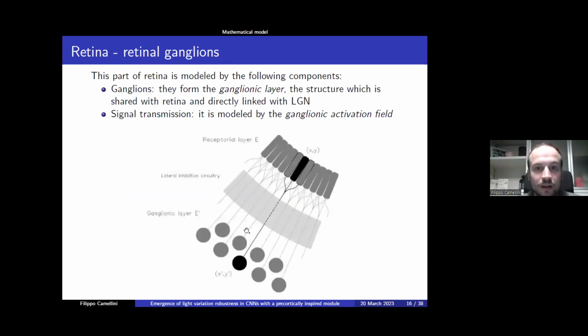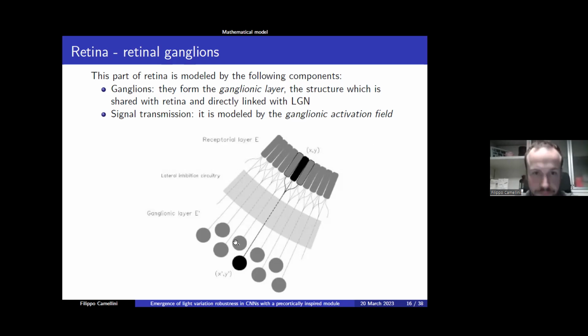Then we arrive at the second part of the retina, that is the ganglionic layer. That is a structure made by these ganglia. And we see that a ganglion, this black ball, is connected with a sort of circle of photoreceptors, a circle centered in a specific photoreceptor linked with this ganglion by a specific function that can be modeled like an isometry. And then we model the way in which the signal is elaborated by this ganglionic activation field.